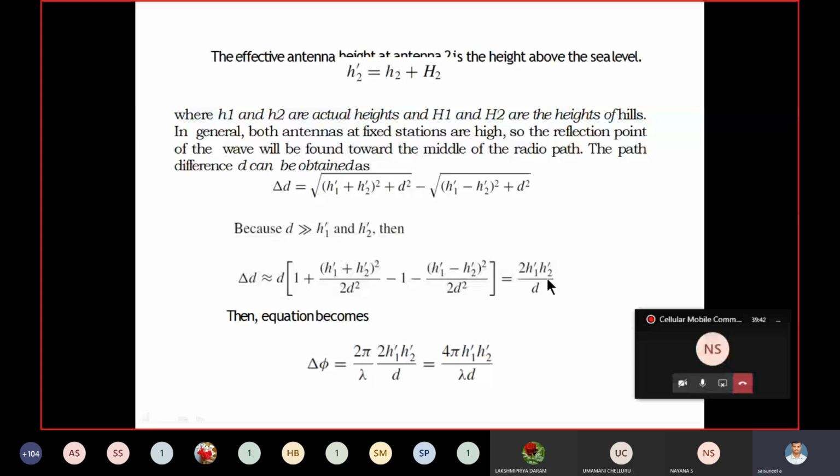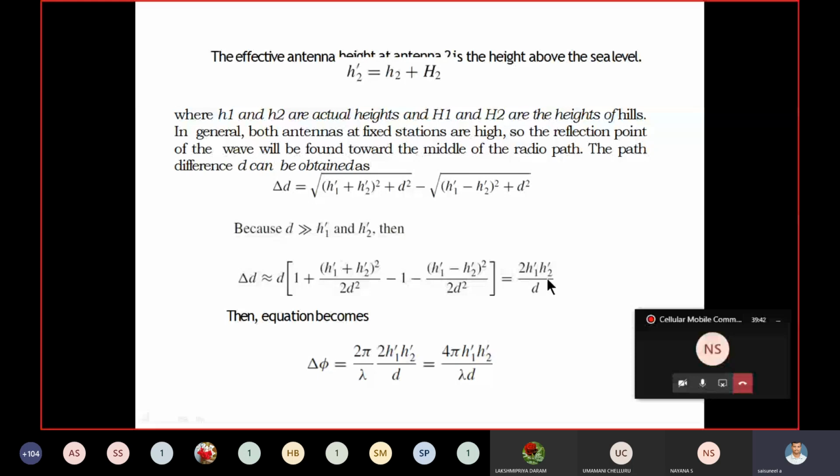Yesterday we got delta phi equal to 4 pi h1 h2 by lambda d, but now we are getting 4 pi h1' h2' divided by lambda d. Only h1 and h2 are replaced by h1' and h2'. That is, now we have to consider the height of the hills. Yesterday there was no hill point. You have to consider heights, that's why the formula changes.